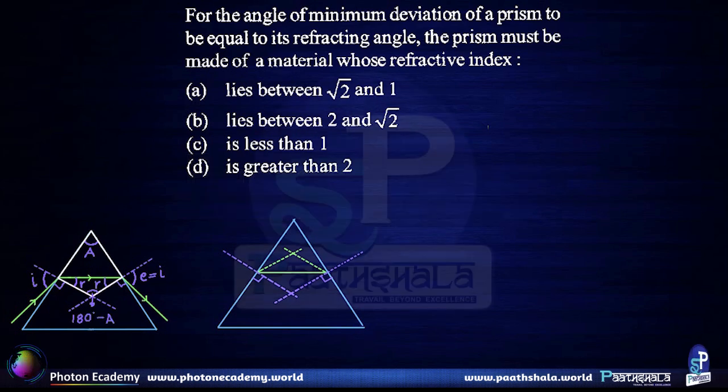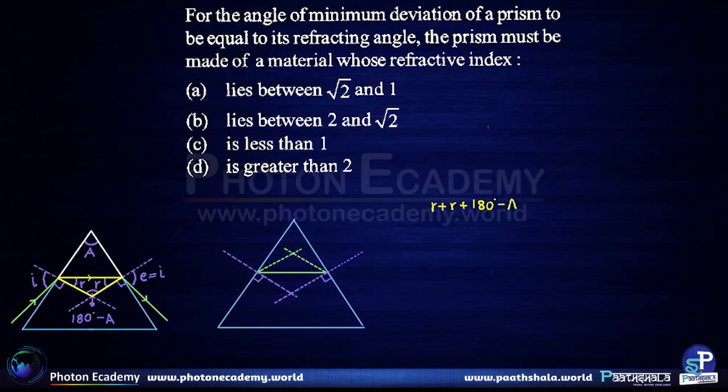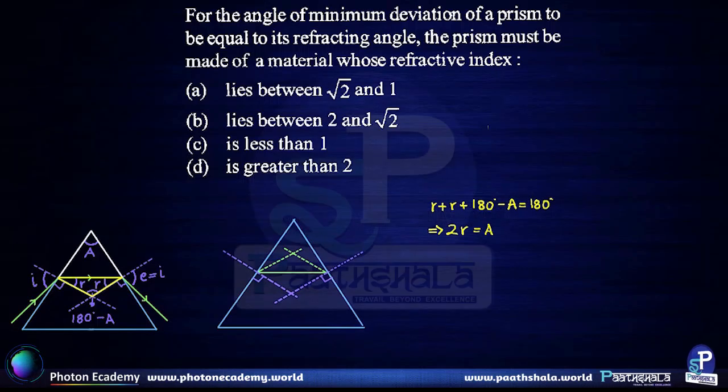Now let us look at this yellow triangle that is basically the bottom portion of this quadrilateral that we have just taken. We have R plus 180 degrees minus A, which is the sum of angles in the triangle, is equal to 180 degrees because the sum of angles of any triangle is equal to 180 degrees, and therefore we have 2R is equal to A, or R is equal to A by 2.